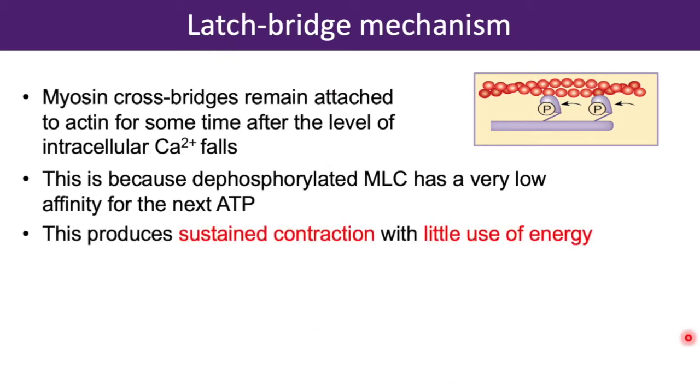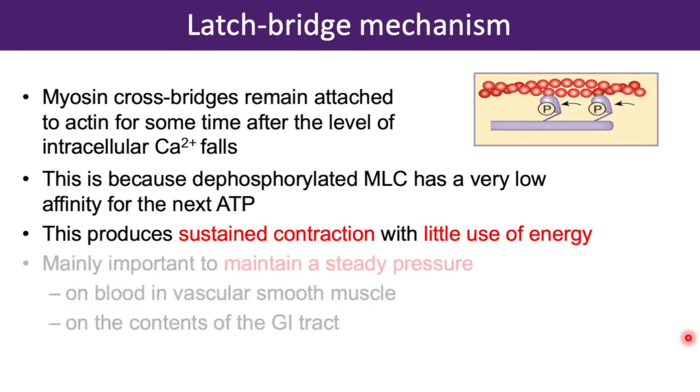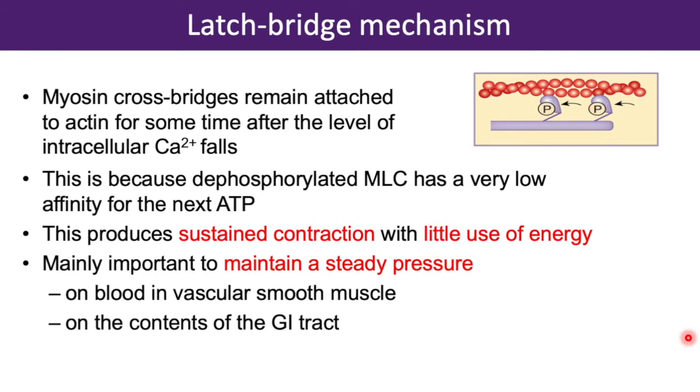The importance of the latch bridge mechanism is that it produces sustained or prolonged contraction for hours with little use of energy. This is mainly important to maintain a steady pressure. For example, in smooth muscle of the blood vessel, steady pressure can be maintained on the blood, whereas in the GI tract, steady pressure can be maintained on the GI contents.